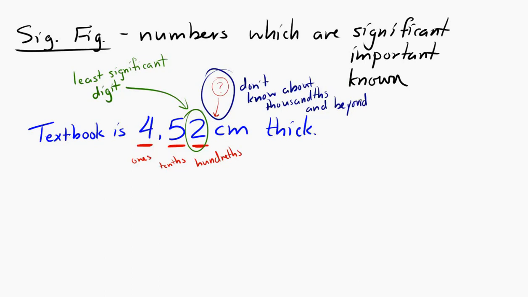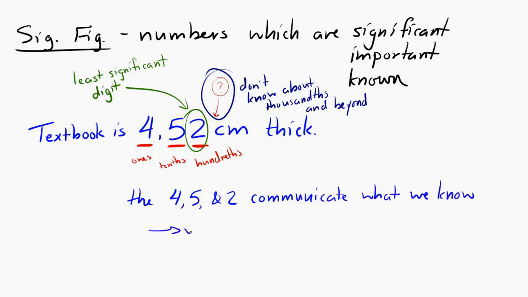So the reported numbers that I give you, the 4.52, those numbers are considered significant. They're considered important because they communicate what I know. By saying 4.52 centimeters, I'm telling you that I know 3 digits. So there are 3 significant figures.